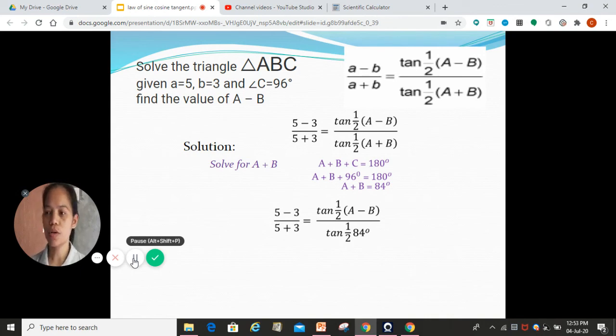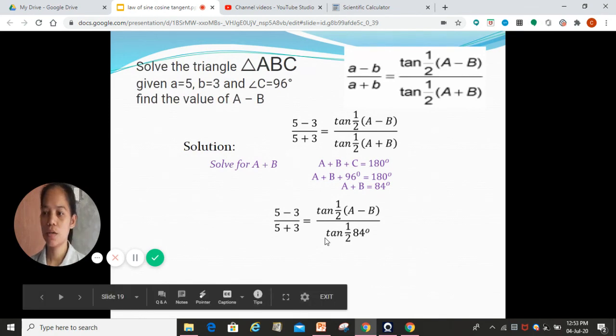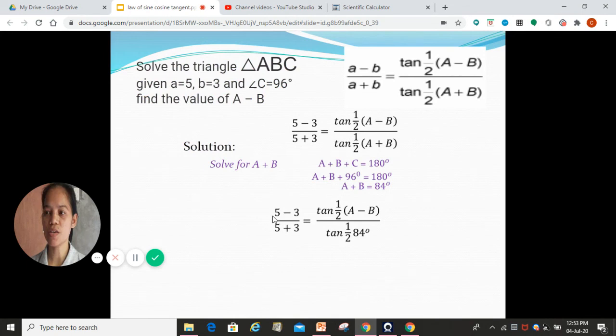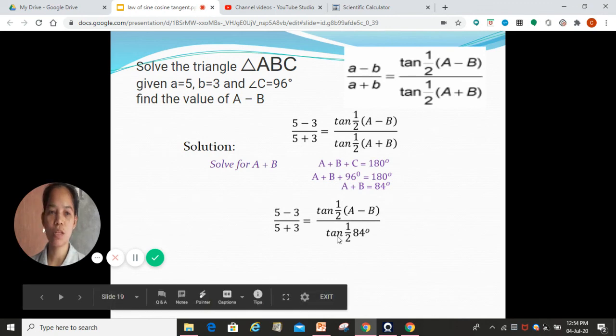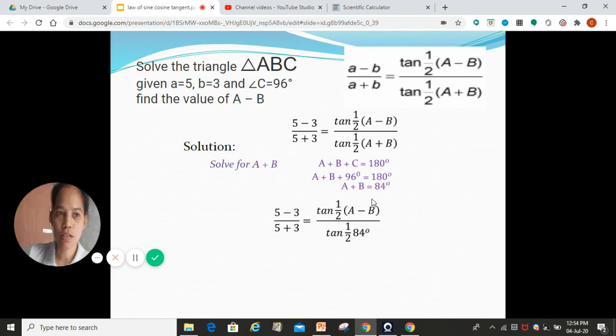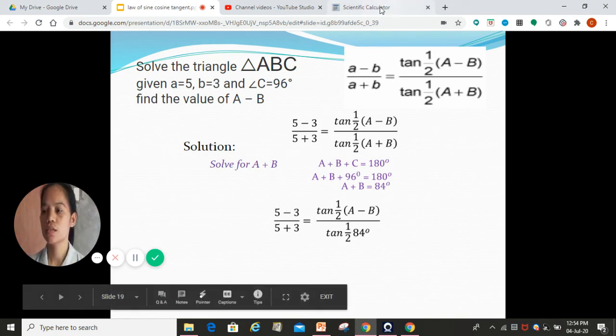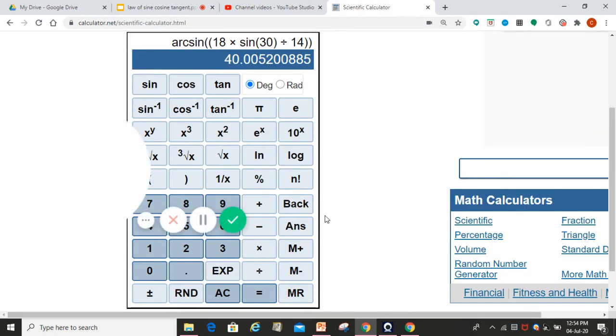So we replace that in our law of tangents. You have 5 minus 3, where 5 is a and 3 is b, all over 5 plus 3, equals tangent of one half quantity A minus B over tangent of one half of 84. You need to calculate this with your calculator, so let's apply that in our scientific calculator.